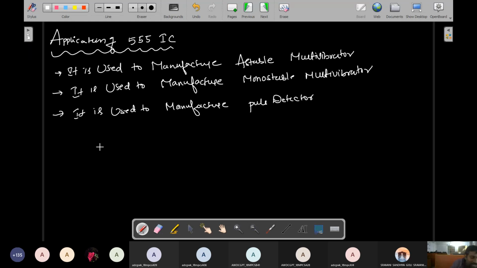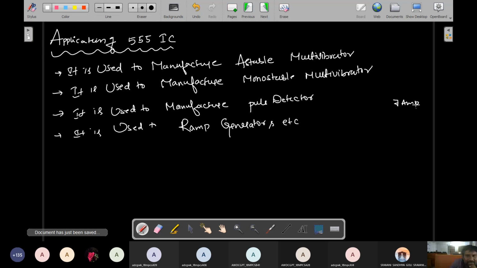Okay, and ramp generators: it is used to make a ramp generator. Ramp generators depend upon time oscillation. You fix the time, for example 7 a.m. in the morning, up to 9 a.m. In between this time, the generator is working.